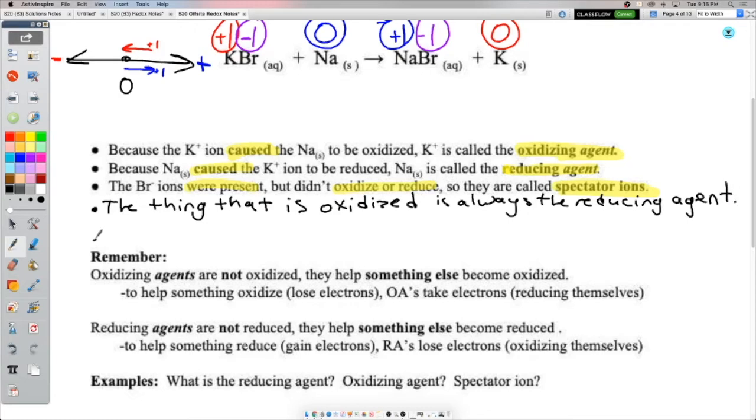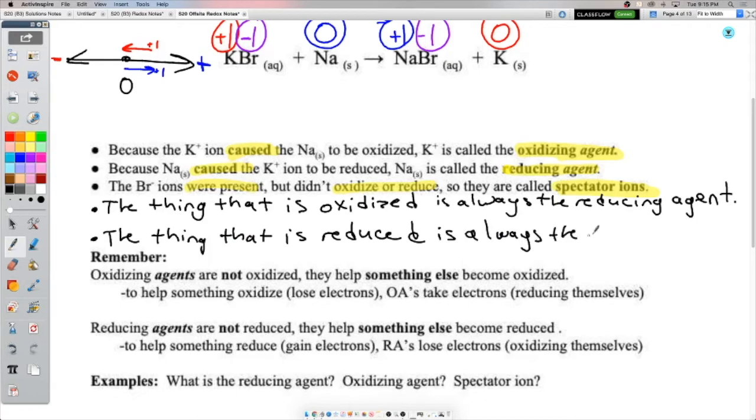And then what do you think we could say about the thing that's reduced, right? The thing that is reduced is always the oxidizing agent. Okay, so if you're reduced, you're gaining electrons. Hey, that means you're helping someone else lose electrons, right? If I take something from you, I kind of helped you lose it, right?